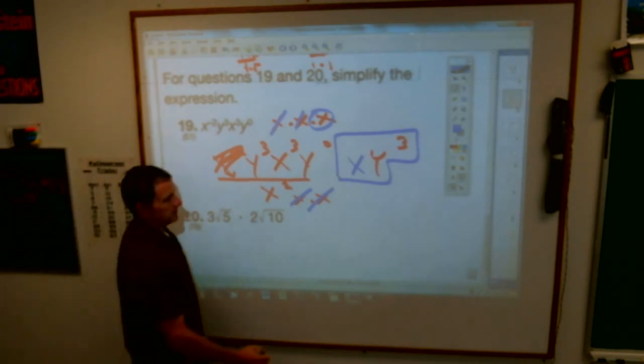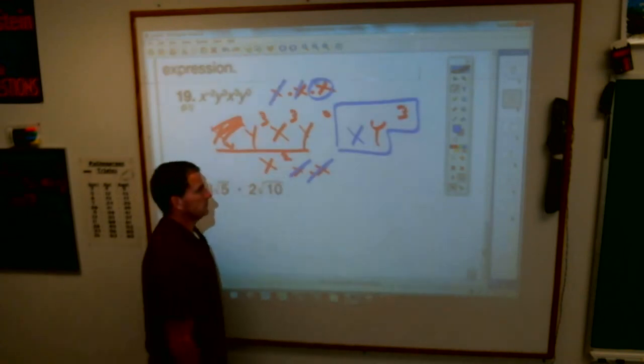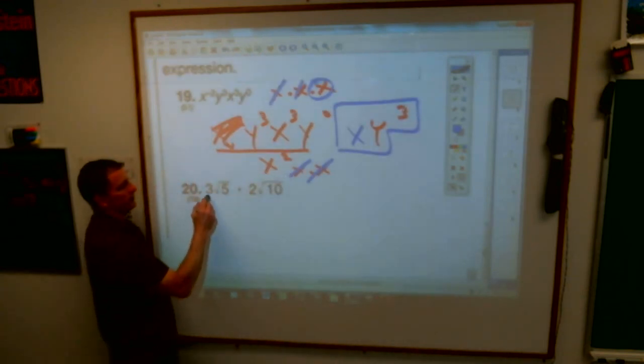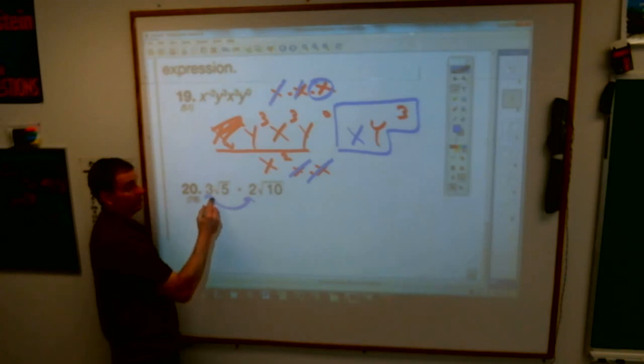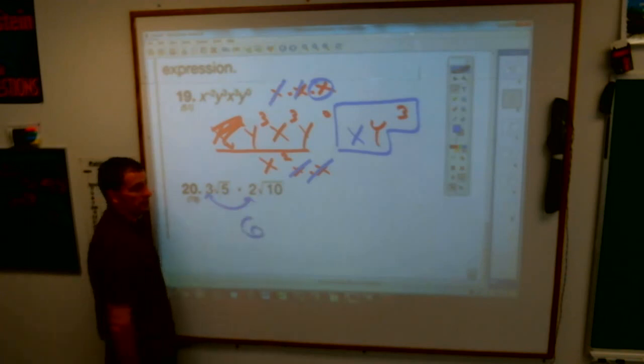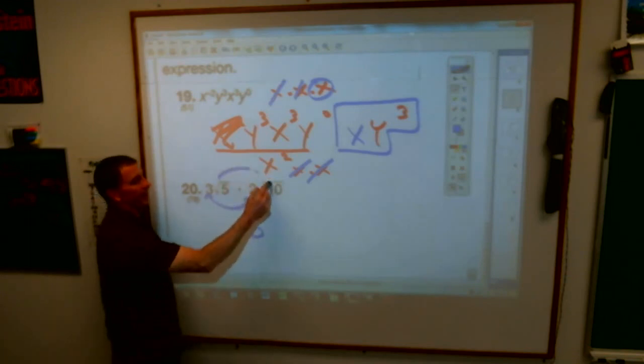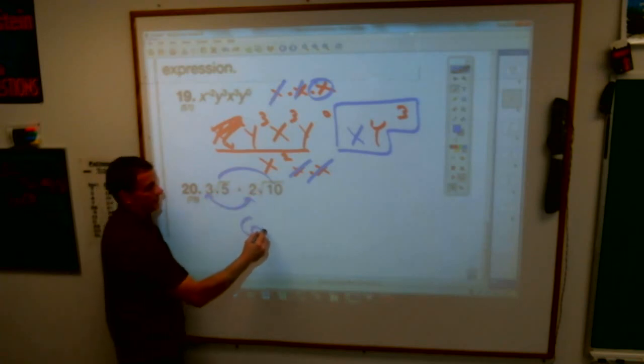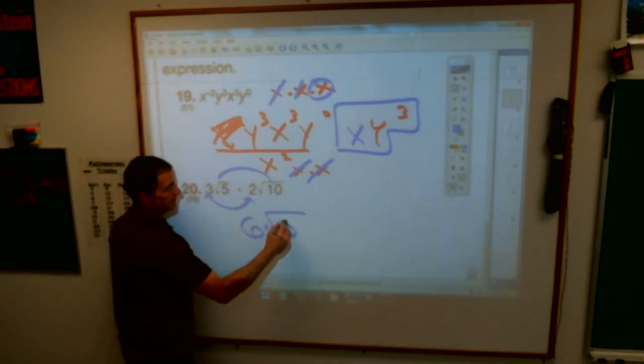And then last but not least, number 20. Remember, when you multiply these together, you multiply the numbers that aren't radicals together. 3 times 2 is 6. And you multiply the radicals together. The square root of 5 times the square root of 10 is the square root of 50.